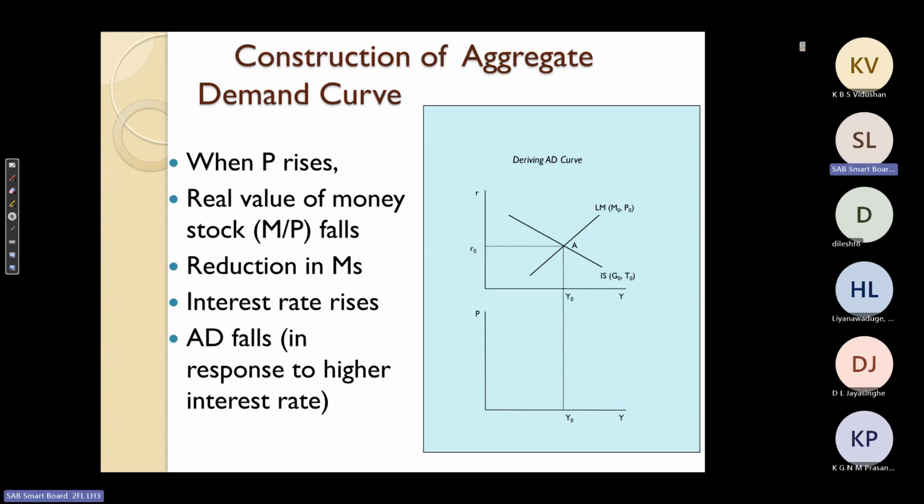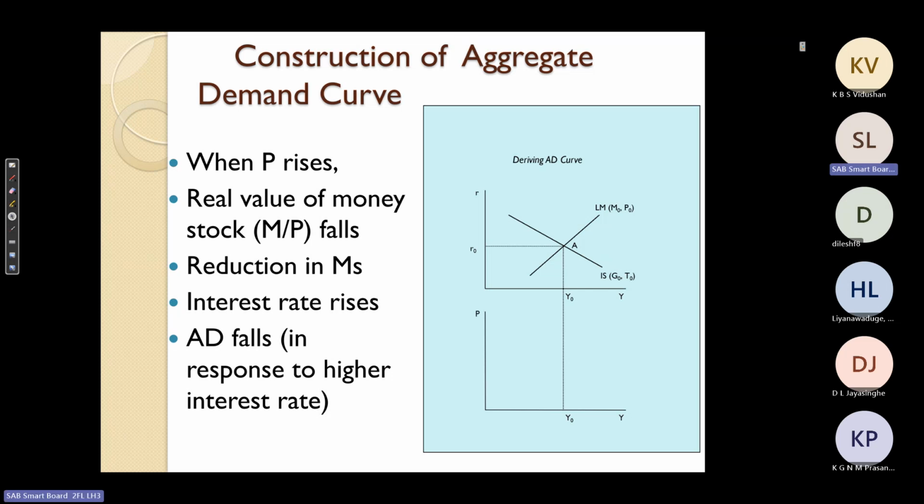Now what happened? The price level increases. We assume prices increase from P0 to P1. So when prices increase, what happens? Real money balance decreases, and that affects the LM curve. Which side is changed?